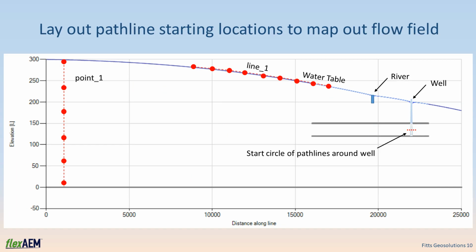To do that, we will start a stack of pathlines from the water table to the bottom of the aquifer at a point located far west of the pumping well. We will also start a group of pathlines along a line at the water table in the area just up gradient from the river.